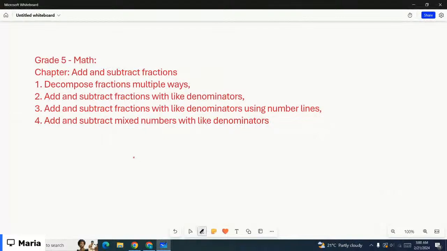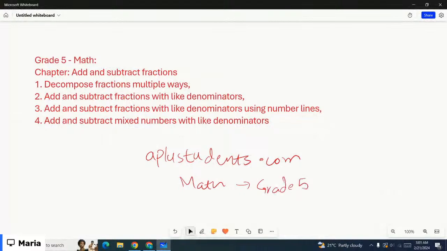You can find all the lessons on aplusstudents.com. You have to log in there using your email address and password as provided by the administrator. Then you have to select math from the subject tab, scroll down to grade 5, and then click on view all lessons.